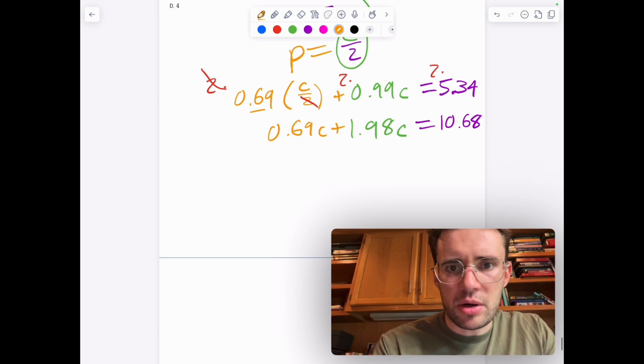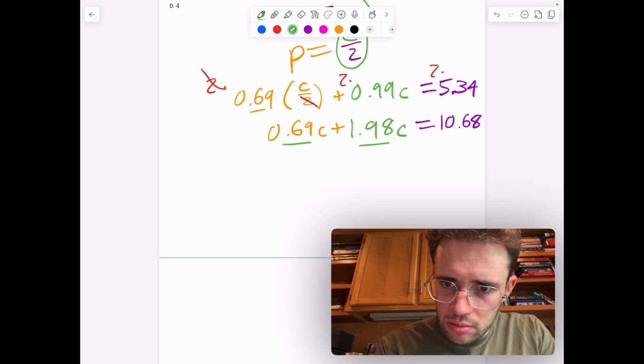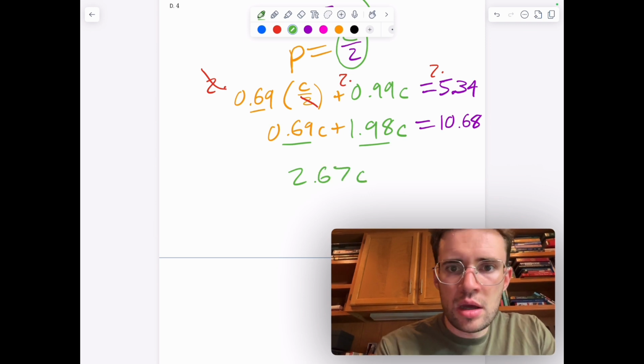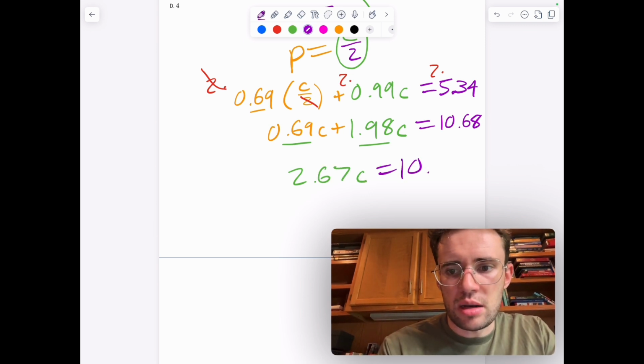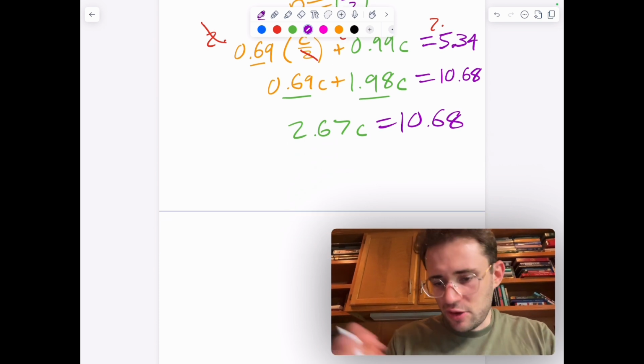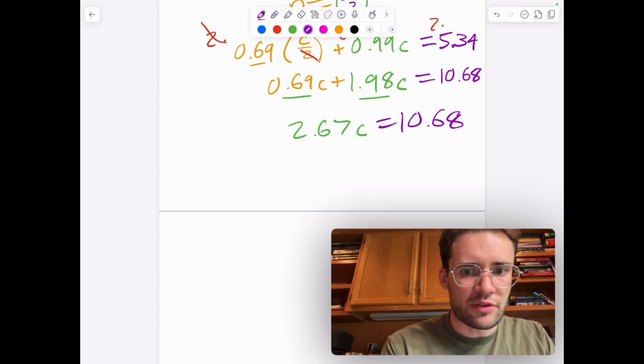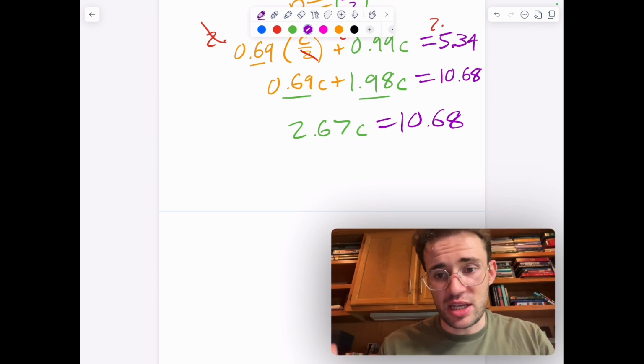All right, now we can add up our c's. So we have 0.69 and 1.98, which would be 2.67c is equal to 10.68. Oh, I really want to use a calculator for this, but this whole video I haven't used a calculator, so I'm just gonna do long division. On the real test, definitely use a calculator.